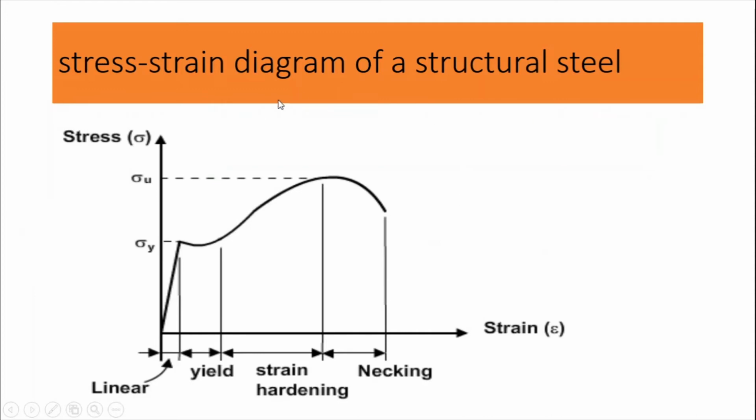We'll see the stress and strain diagram of the structural steel. For a different material, the diagram will be different. We have seen in the virtual lab the diagram of the mild steel. This is the diagram of the structural steel. This is the linear line up to the proportional limit. After that yielding will start, and then the next part is strain hardening, and after that necking. This is the breaking point. Strain is drawn on the x-axis and stress on the y-axis.